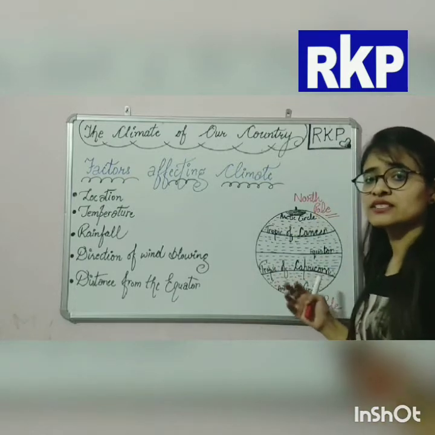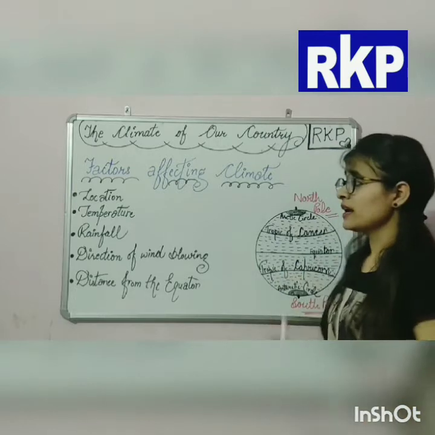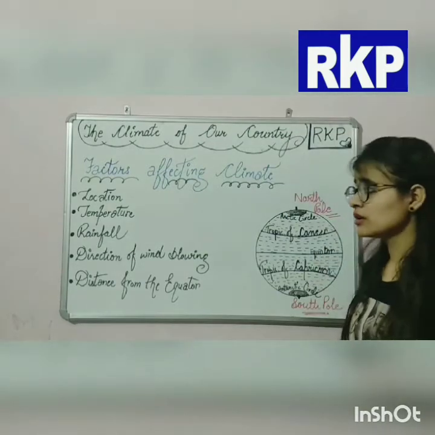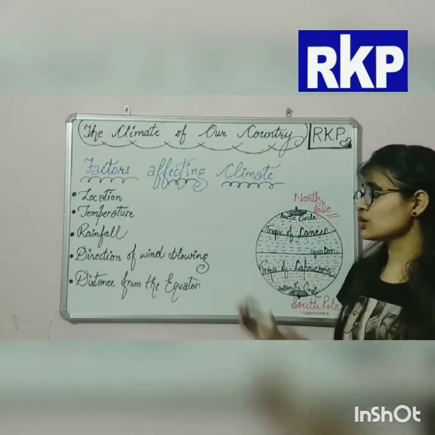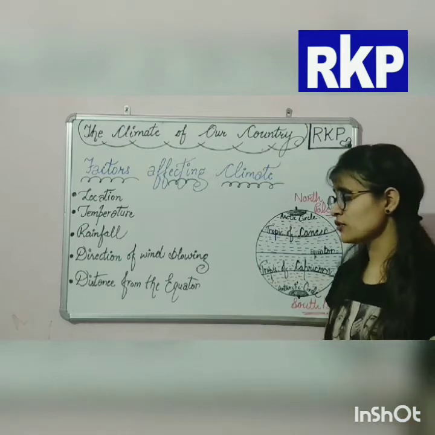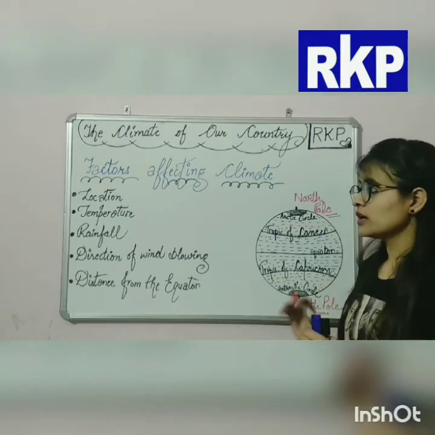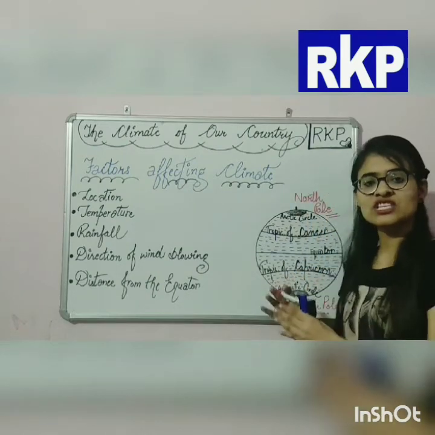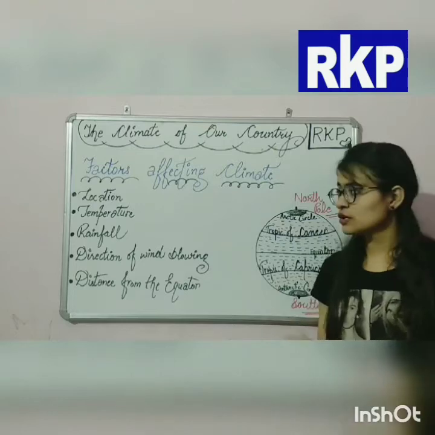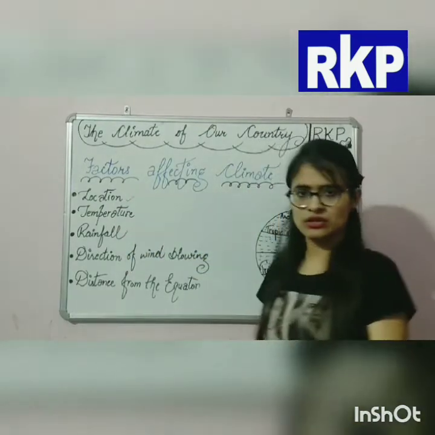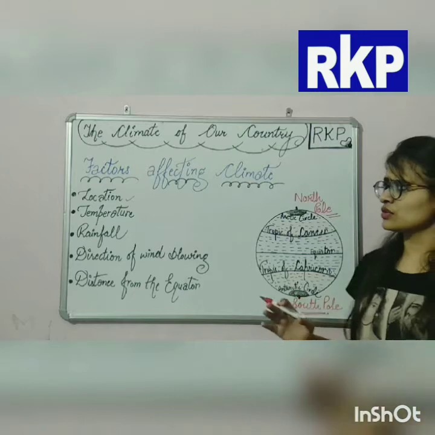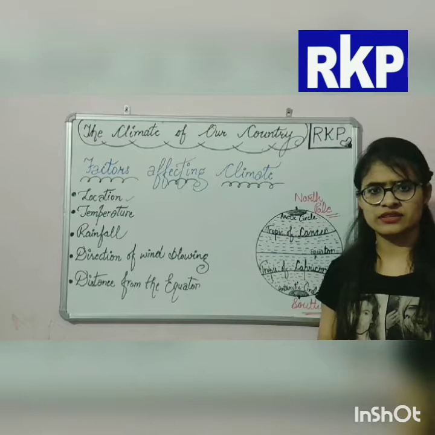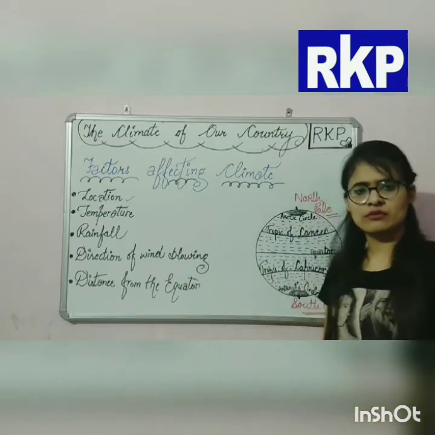So which are the factors that affect the climate of a place? These factors are location, temperature, rainfall, direction of wind blowing, and distance from the equator. Now I am going to explain to you how these factors affect the climate of a place. So first is location. How does location affect the climate of a place?